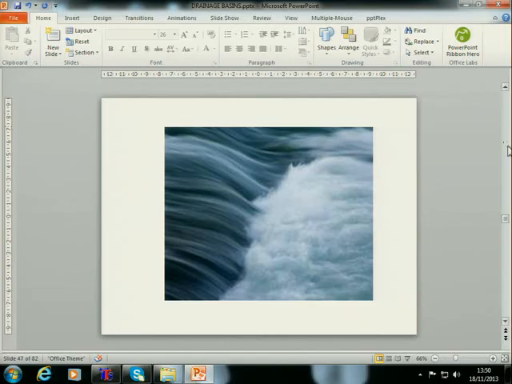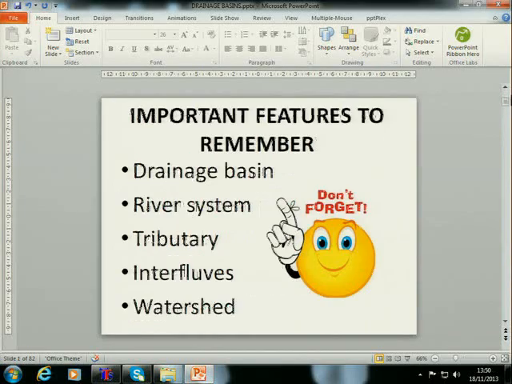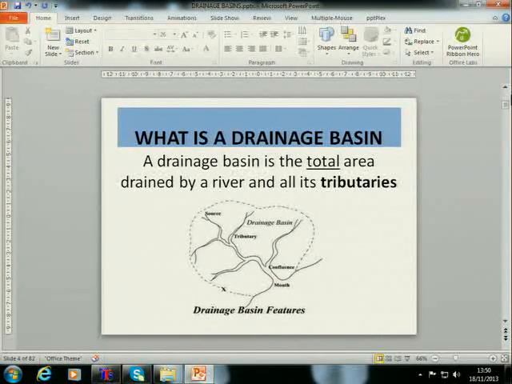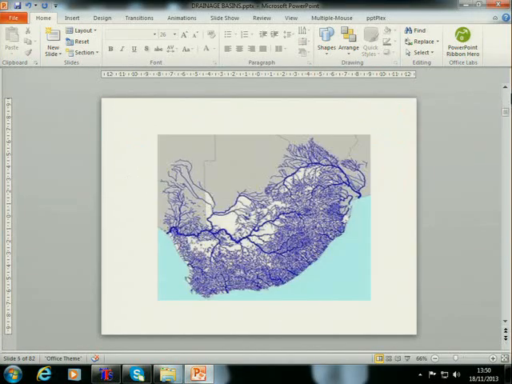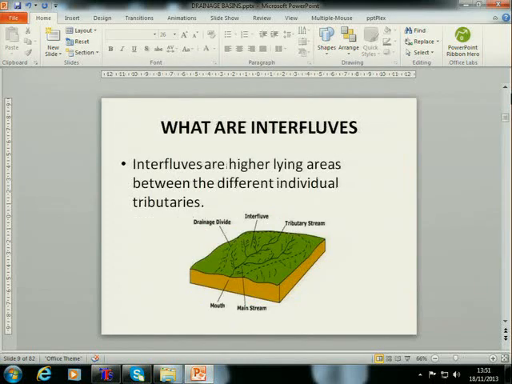I want us to recap everything that we did real quickly before we take a break. Remember what a drainage basin is. It's the total area drained by a river and its tributaries. Remember the river system. That is the main river and all the tributaries to it. Remember the difference between an interfluve and a watershed.